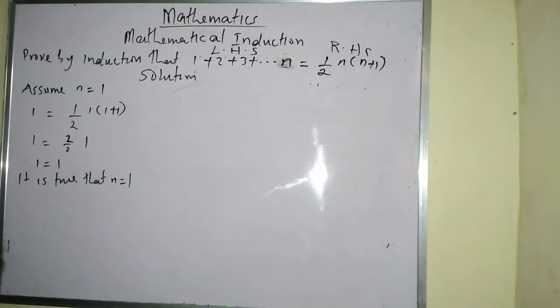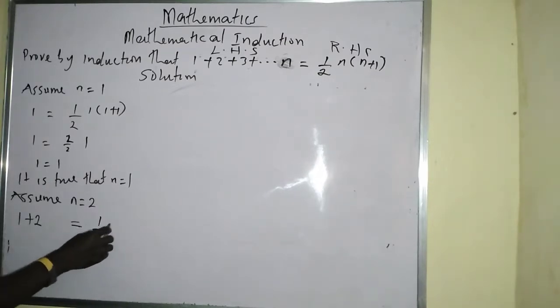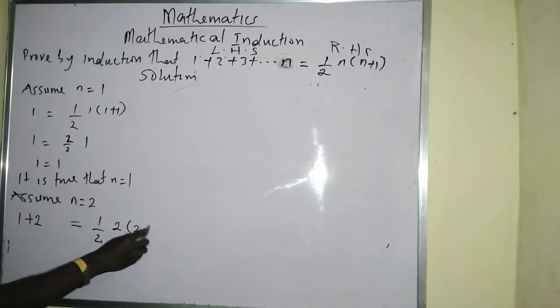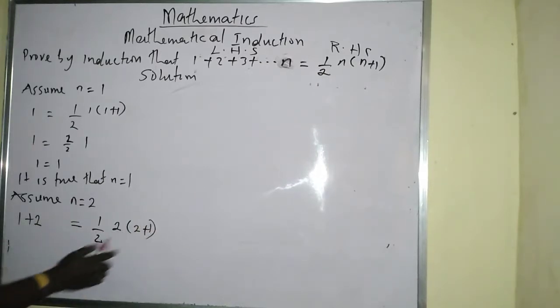Now, let me show you another instance. I will also assume another integer, n equals 2. At n equals 2, I will have 1 plus 2, and I will check whether it equals 1 over 2 bracket of 2 plus 1. It means my n equals 2, and this is going to be 3.